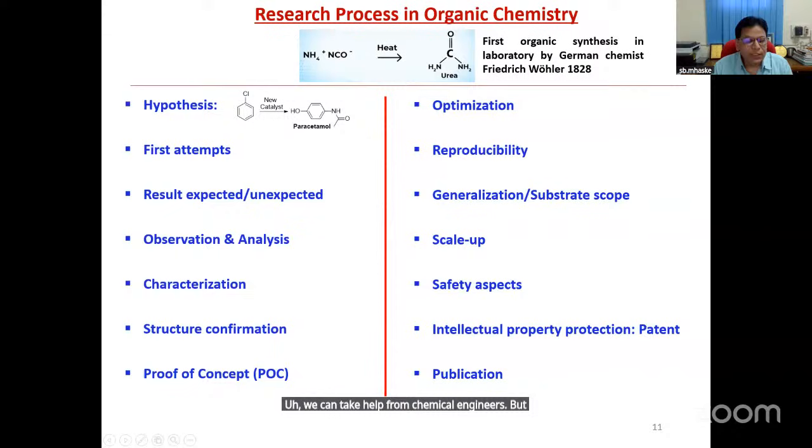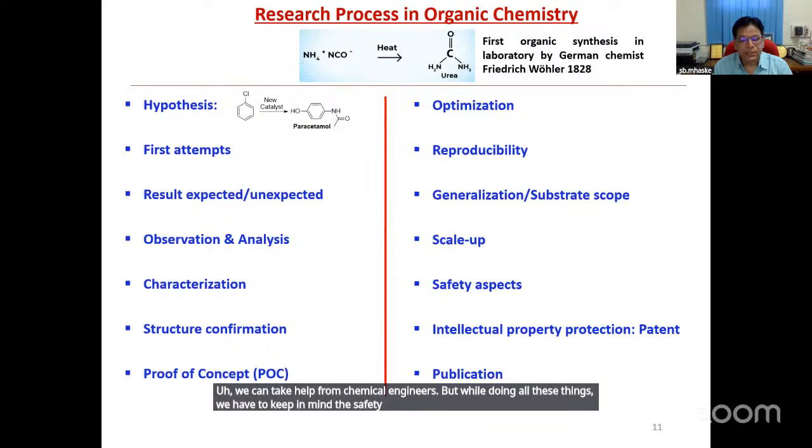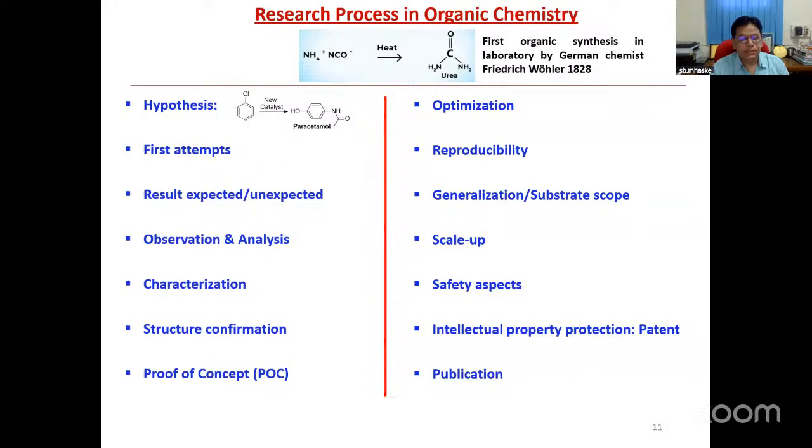But while doing all these things, we have to keep in mind the safety aspects of all the reactions that we handle, like a sealed tube, which can blast anytime, or chemicals such as benzene, for example, which is carcinogenic. So we should not touch it with bare hands. Basically, we should avoid using such chemicals because they can lead to some diseases. Then reagents like azides can blast anytime. So we have to take care of all these parameters and develop a process which can then be taken up by industry.